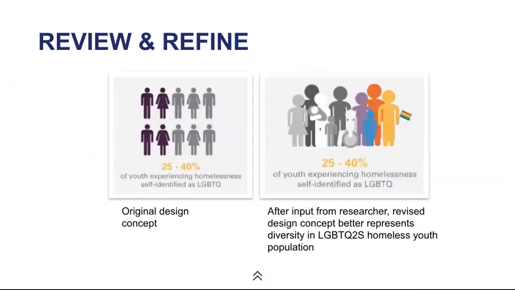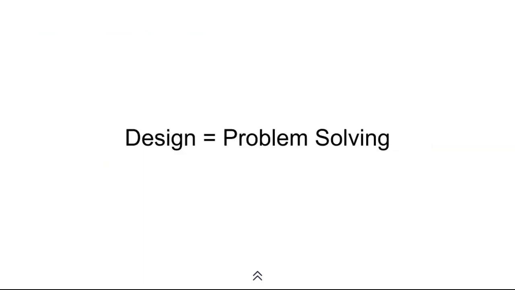And the review and refine stage is really integral to our work. You'll see here on the left, our graphic designer accurately conveyed that 25 to 40% of youth experiencing homelessness self-identified as LGBTQ. But when we showed this to the researcher, she said, this really isn't conveying the diversity in this population. So then on the right, we redesigned the infographic to show that diversity. Design is really about problem solving, and we do this problem solving as a team to ensure the design is capturing the message of the research accurately.